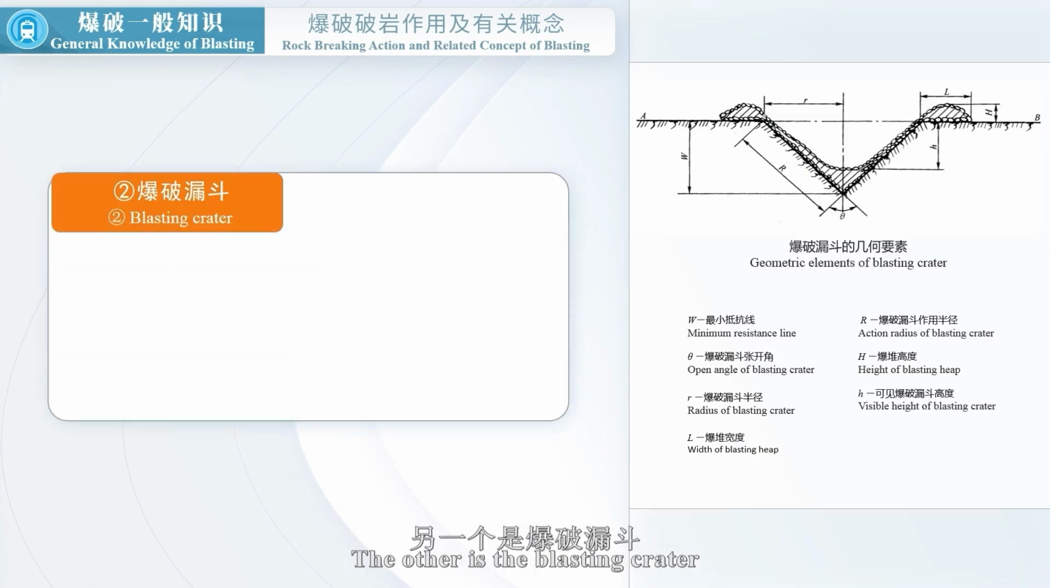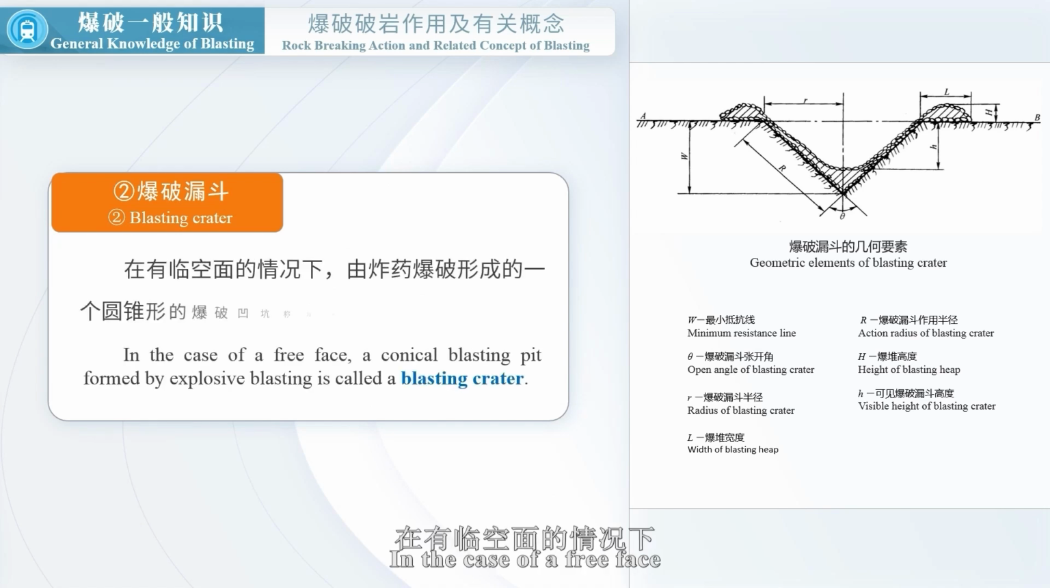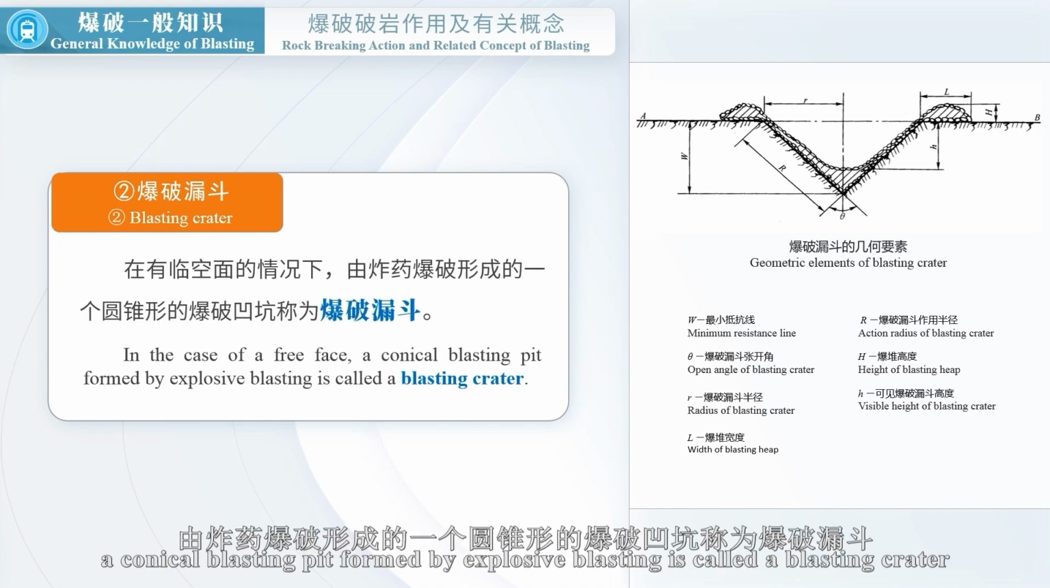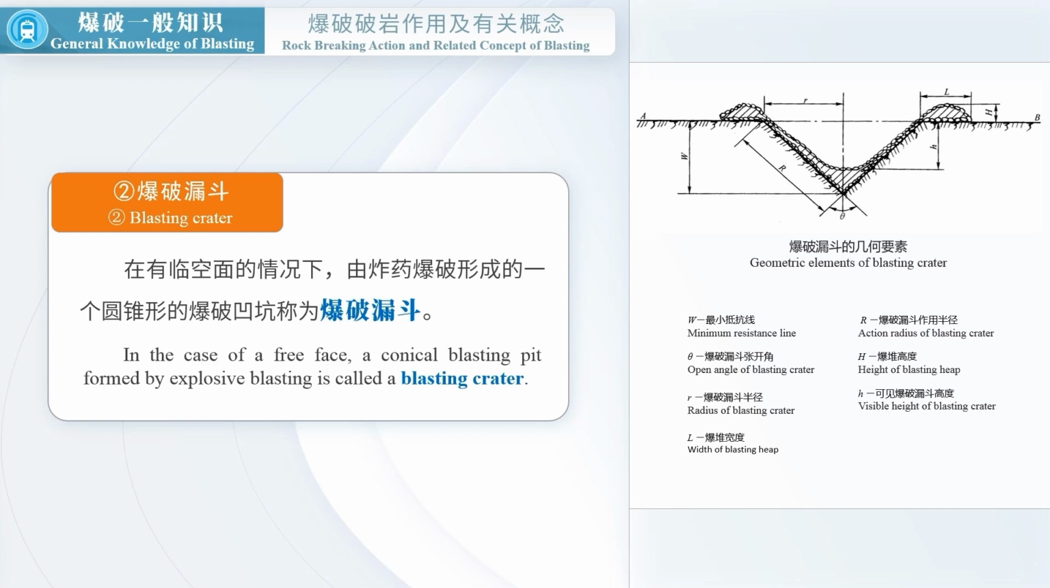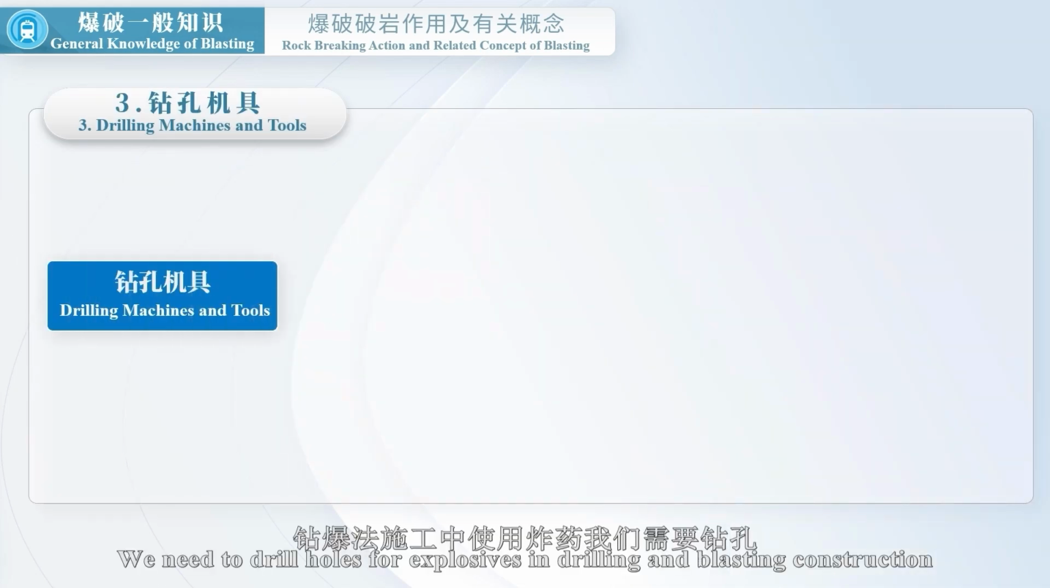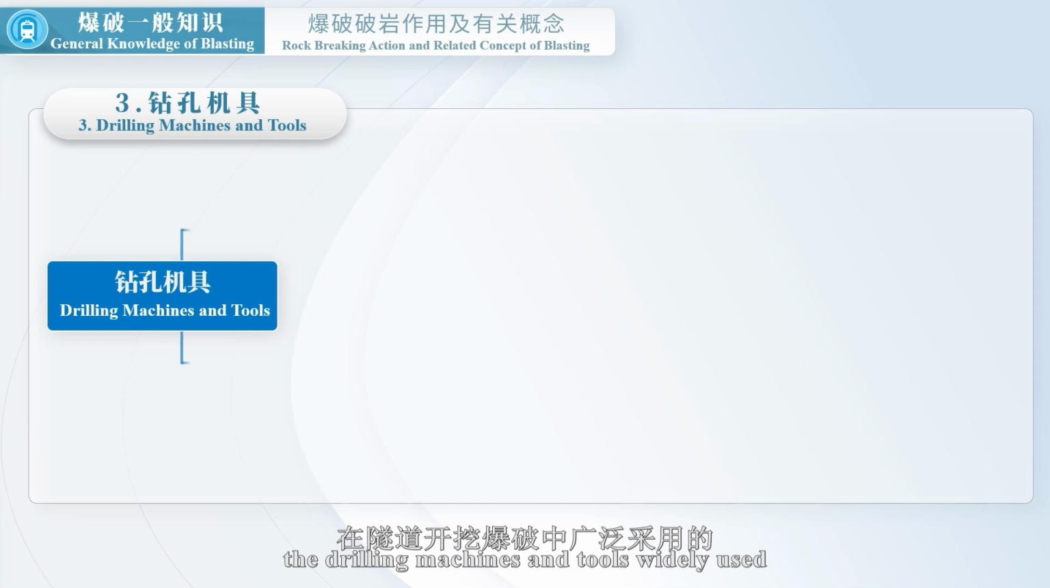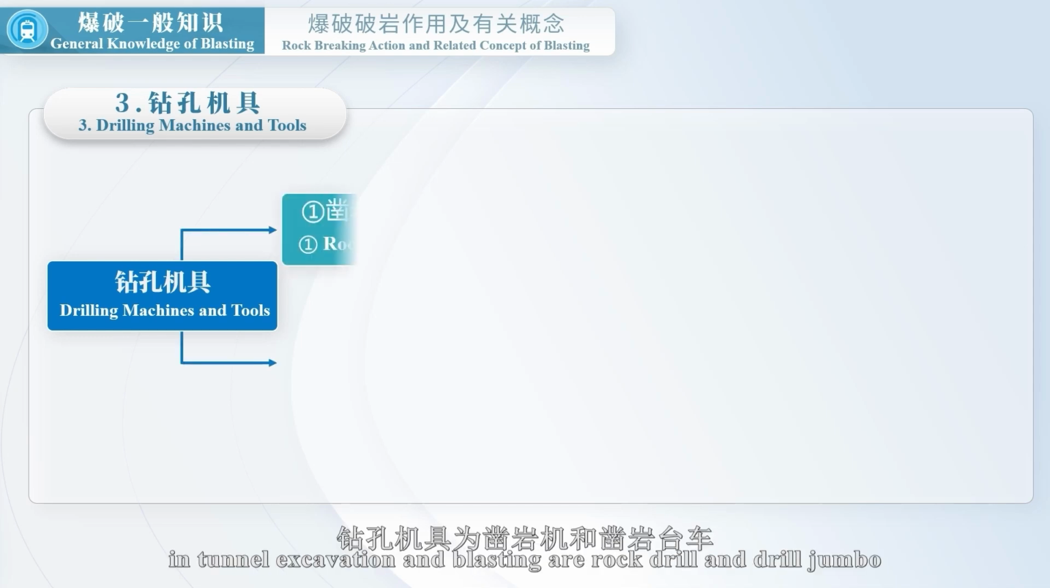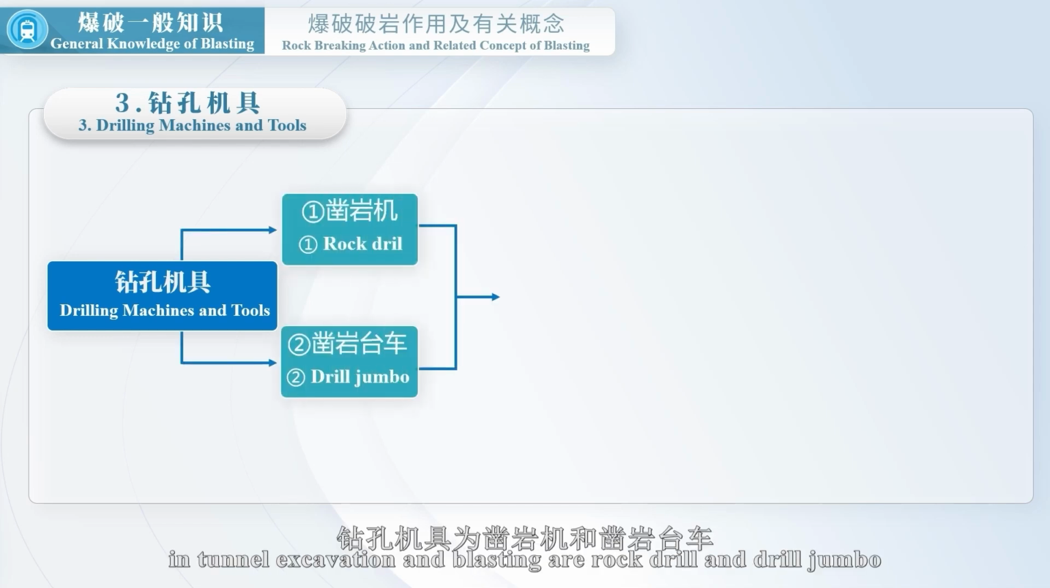The other is the blasting crater. In the case of a free face, a conical blasting pit formed by explosive blasting is called a blasting crater. We need to drill holes for explosives in drilling and blasting construction. At present, the drilling machines and tools widely used in tunnel excavation and blasting are rock drill and drill jumbo.